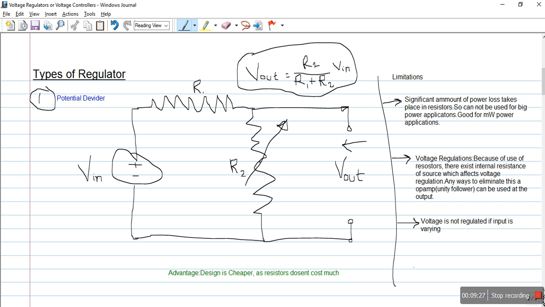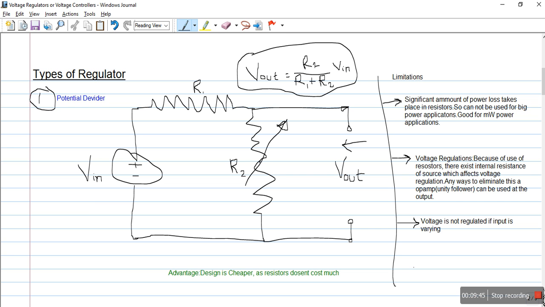So if your design is acceptable for the power loss or voltage regulation, you may go for the potential divider circuit. And if there is no requirement of regulated supply, regulated voltage, you can go for this potential divider network. Let's go on to the next slide.